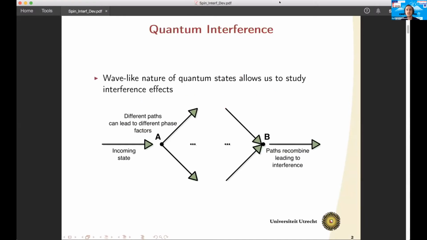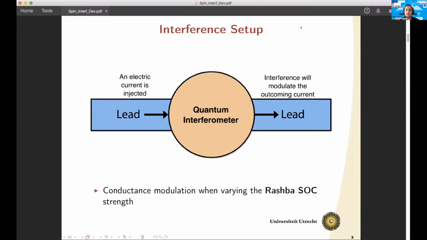So as we know, the wave-like nature of quantum states allows for interference effects to be studied. As we see in the simple sketch, we have an incoming state which is split among two different paths, and upon being recombined, if the state picked up different phases among the two paths, we can observe interference effects. So the interference setup which we are interested in studying looks pretty much like this.